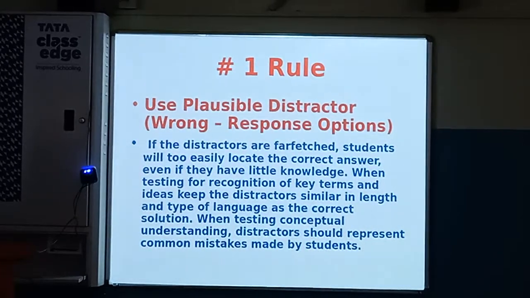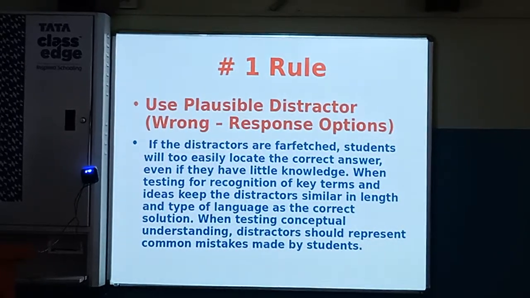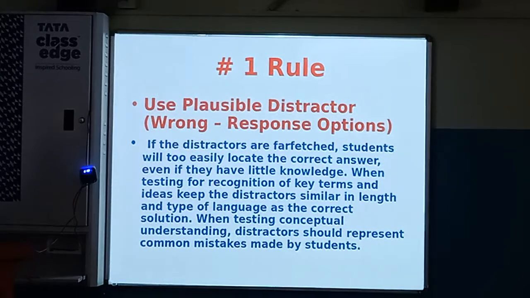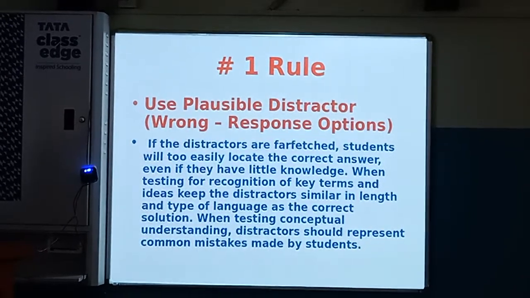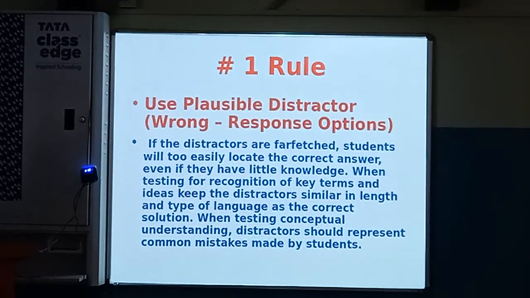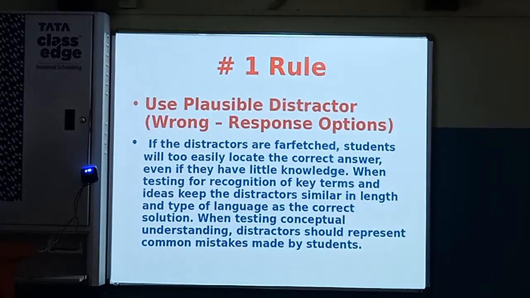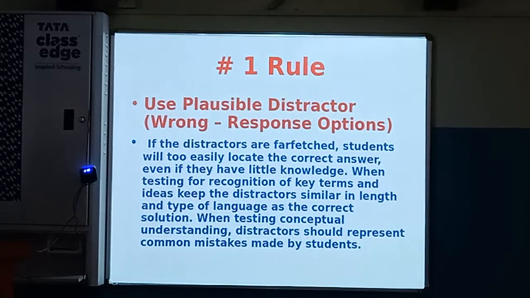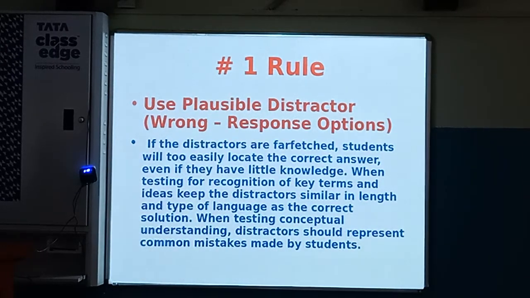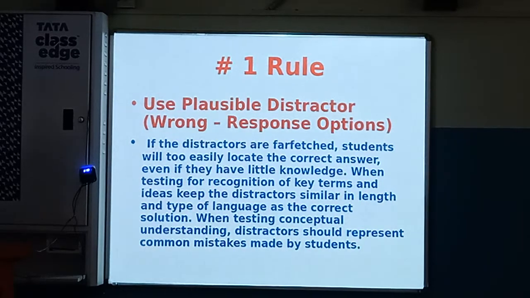So what is the ideal way of putting distractors in multiple choice questions? When we are creating distractors, always remember that they must not be too far from each other. They must be very, very close to each other. Otherwise, what will happen? The students will easily locate the correct answer. If the options are not very close to each other, students will easily locate the correct answer. Let us see this example.